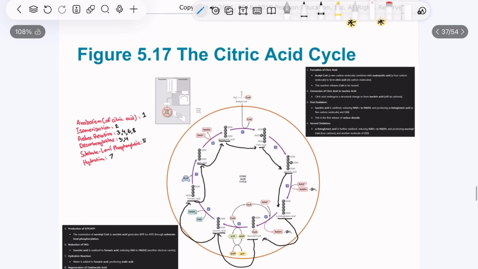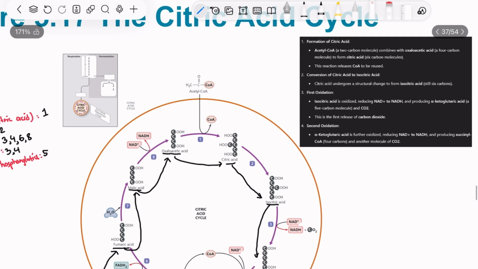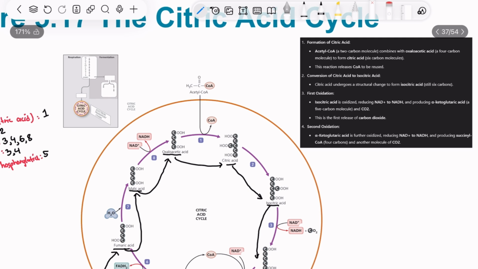So let's get into the citric acid cycle, or the Krebs cycle. So we first have acetyl-CoA, a 2-carbon molecule, that combines with oxaloacetic acid, which is a 4-carbon molecule, to form citric acid, a 6-carbon molecule.